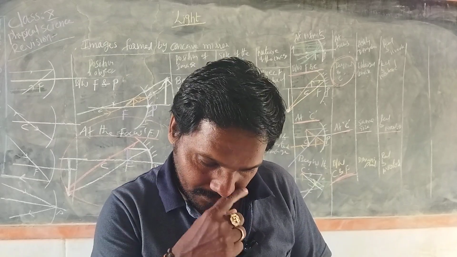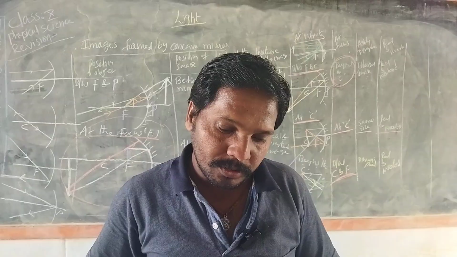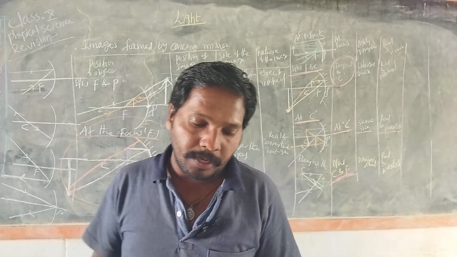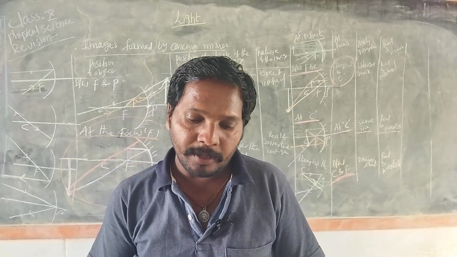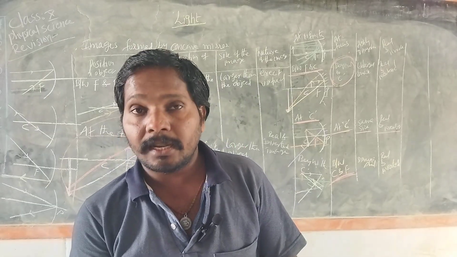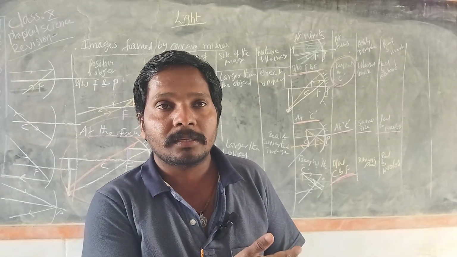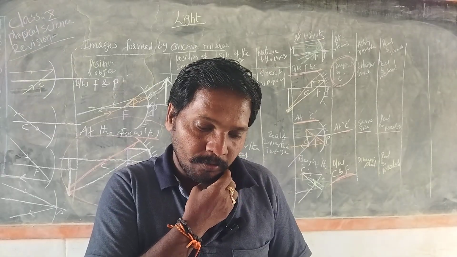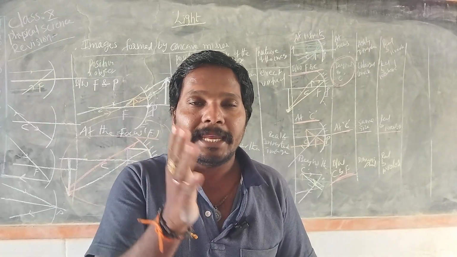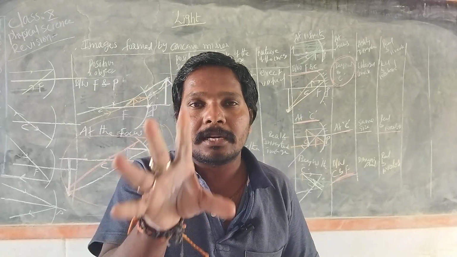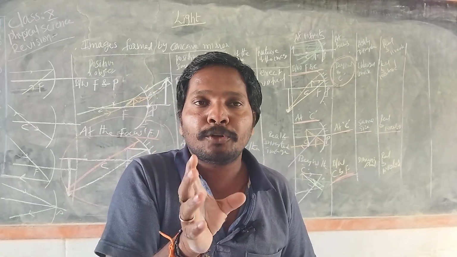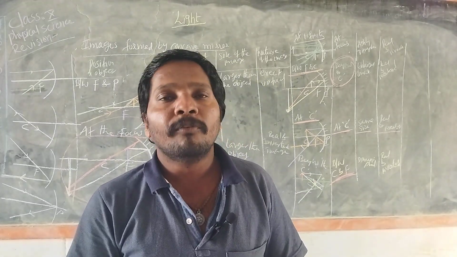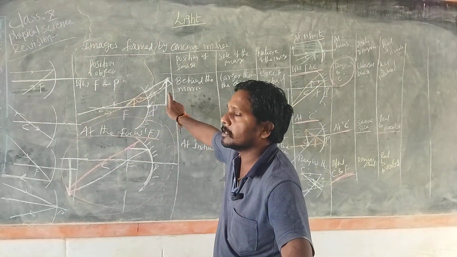Then, if you want to see an enlarged image of your face, which type of mirror will you use? To see the enlarged image of the face, which one do you have to use? Just now we discussed: concave mirror. Where will you place your face? To see the larger image of our face, we need to place our face in between the pole and the focus. Pole and focus. Here, an enlarged image is formed.